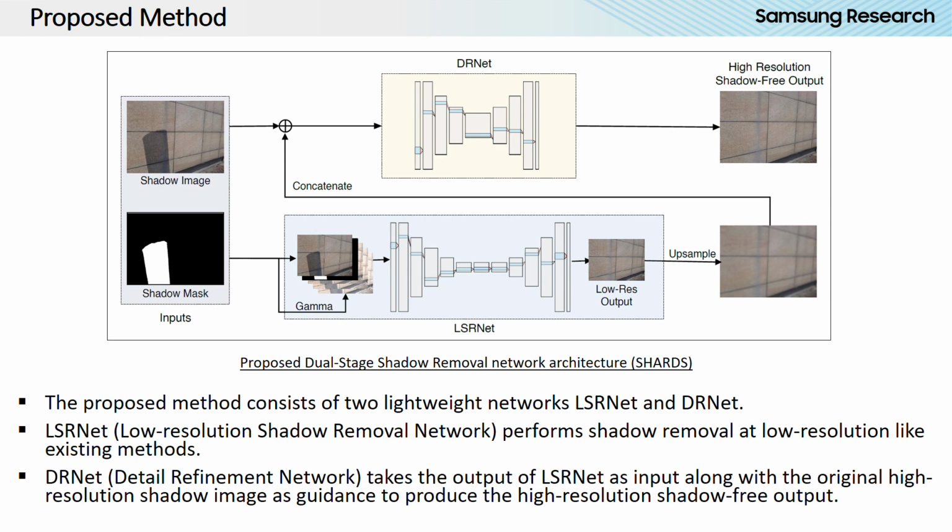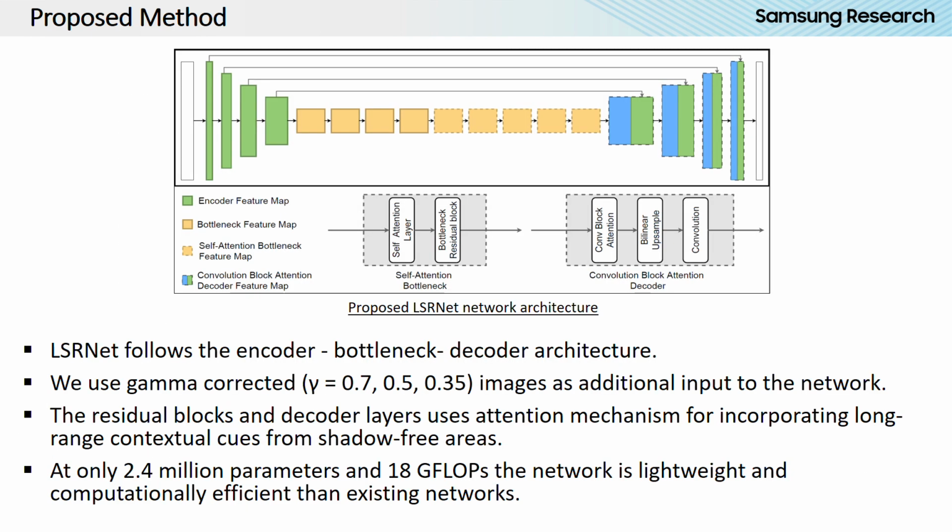We decompose shadow removal for high-resolution images into two stages using two networks, LSRNet and DRNet. LSRNet performs shadow removal at low resolution like existing methods. This is followed by DRNet, which restores back the details from the low-resolution shadow-free output using the original input image as guidance. LSRNet follows the encoder bottleneck decoder architecture.